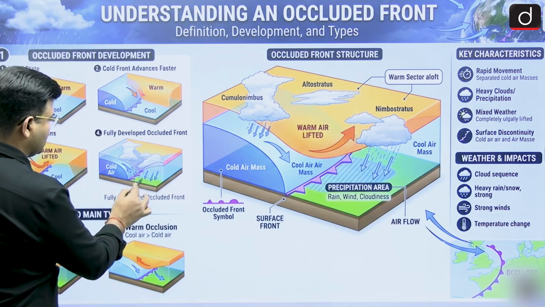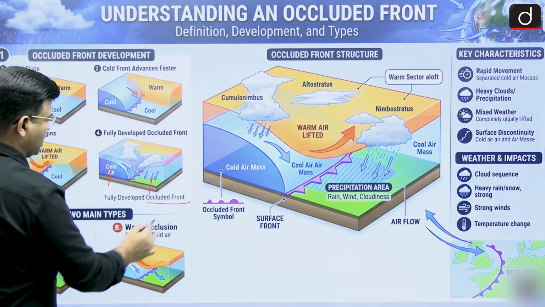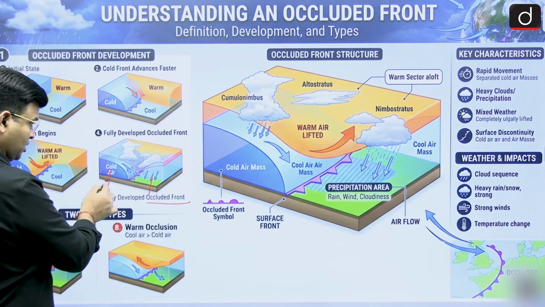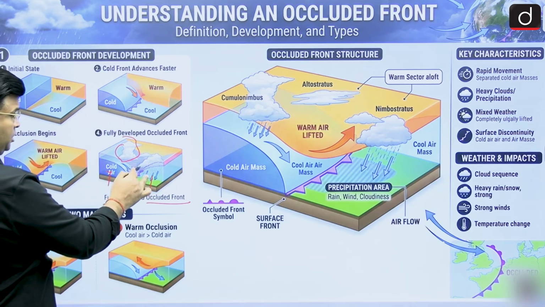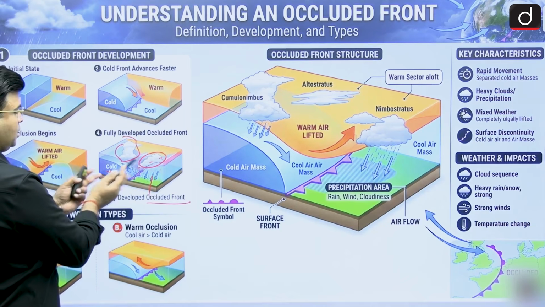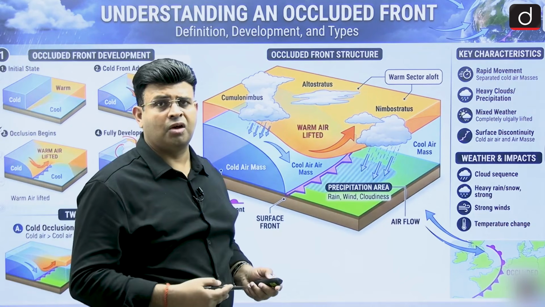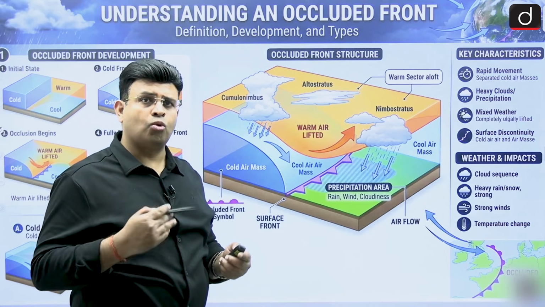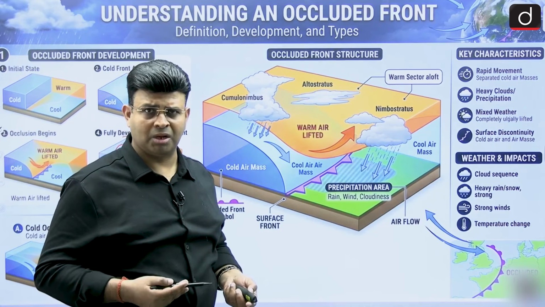So this is a cold front, this is a warm front, and they get together and occlusion takes place. This ground is covered by the cold air, and here it is cumulonimbus cloud, here it is altostratus, nimbostratus, cirrostratus cloud, and when they get together, that is known as an occluded front. After that, the death of the temperate cyclone takes place. So cold front, warm front, occluded front are part of the temperate cyclone or extratropical cyclone.